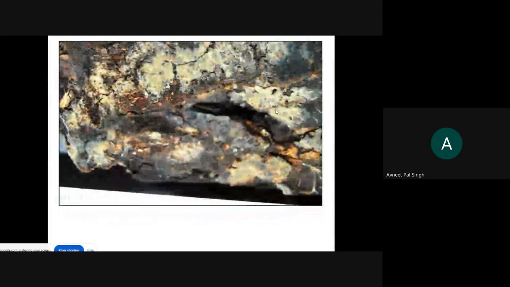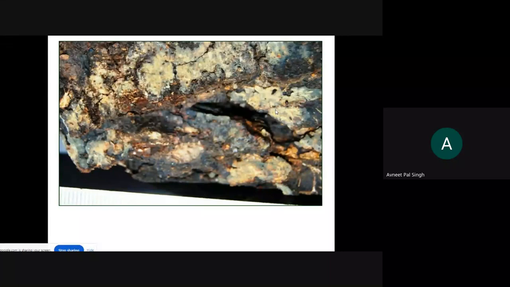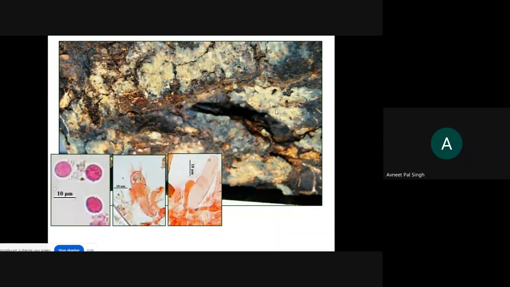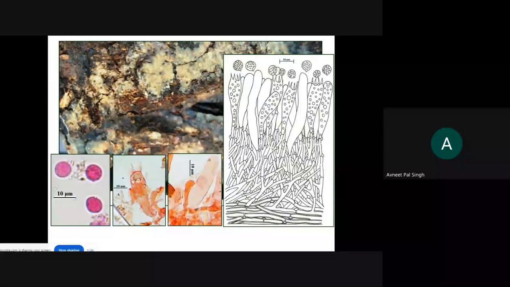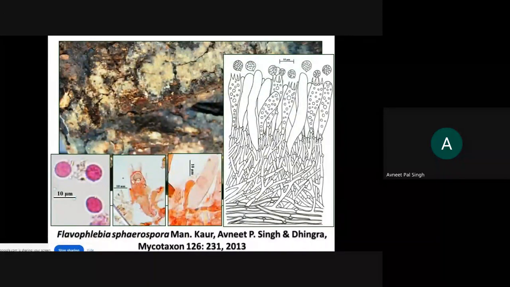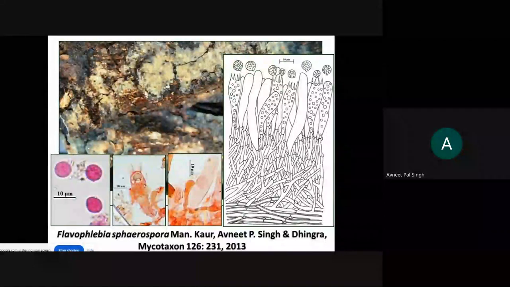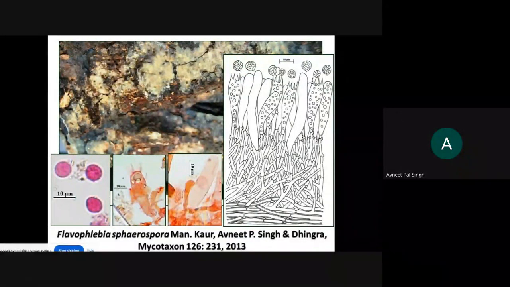I'll show you one example. We collected this fungus from some localities of northwestern Himalaya. They were in the form of these slimy structures. We worked out their morphology, looked at spores, basidia, and cystidial elements. From this, we reconstructed its structure. And it gives me pleasure to share with you that it was published as a new species, Flavophlebia saphirosphora, in Mycotaxon in the year 2013. So if you have a very good, sound morphological background, you can describe a fungal specimen in the best possible way, and you can come to a very concrete conclusion.